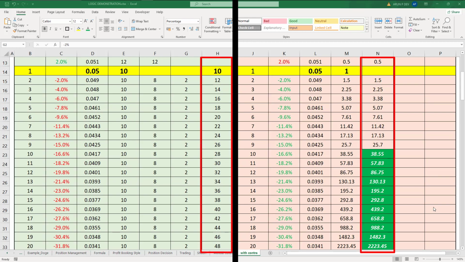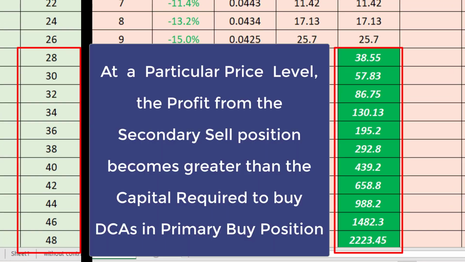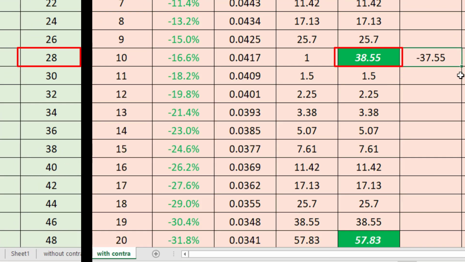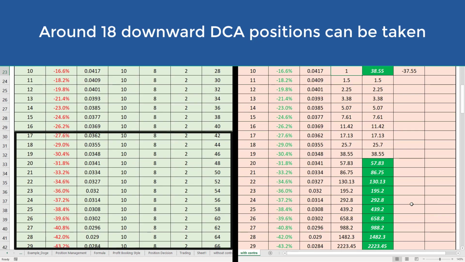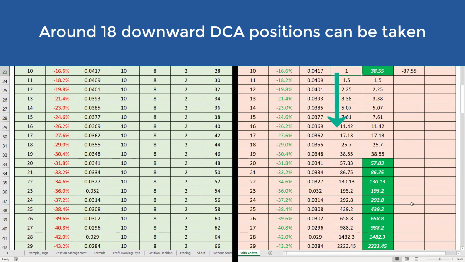Hence, there comes a level at which the capital on the secondary will get compounded and become greater than the capital required to buy DCA positions on primary orders. At this level, the compounded capital on the secondary side is around $38.58. So we can take almost 99% of that profit to take more DCA levels for the primary side. Around 18 such extra positions can be easily taken. The remaining $1 at the primary side will get compounded again.